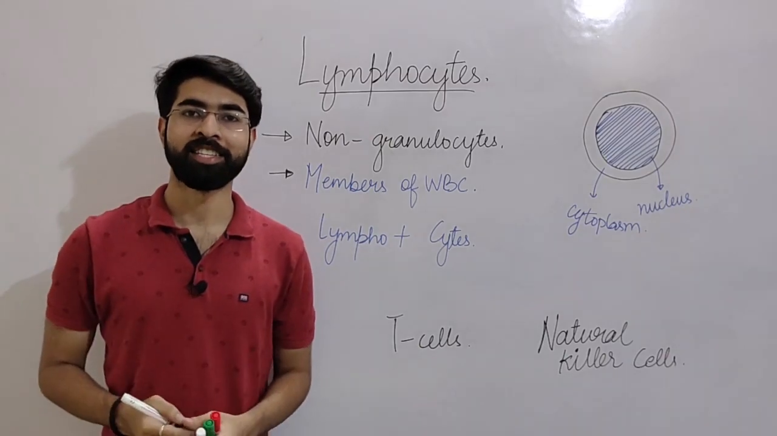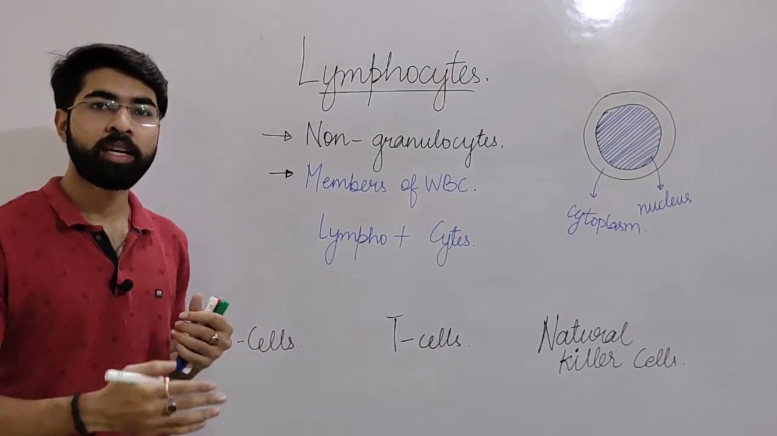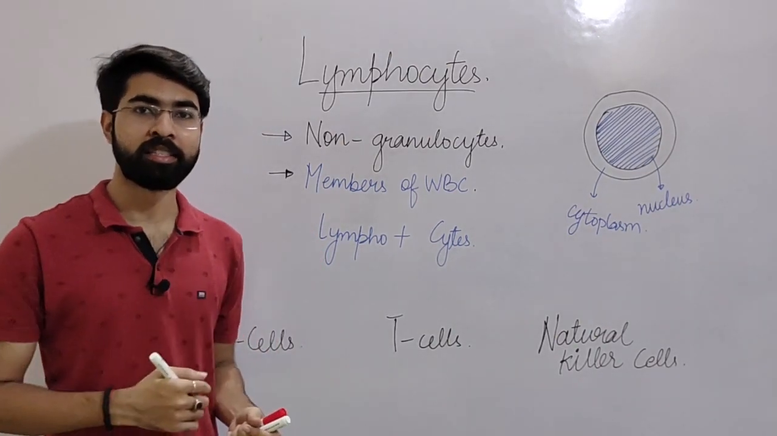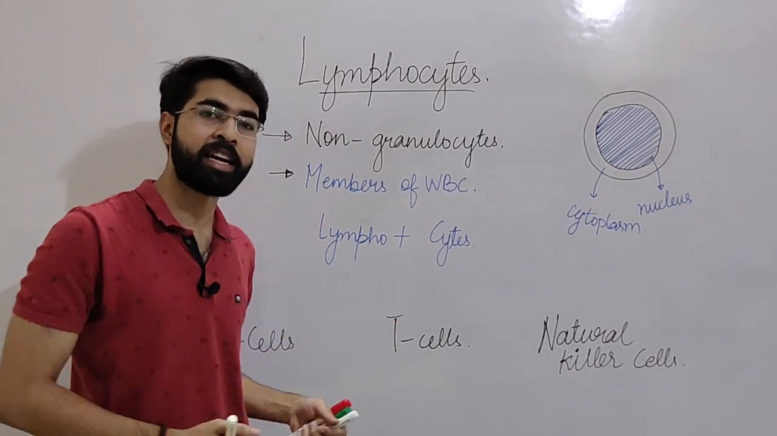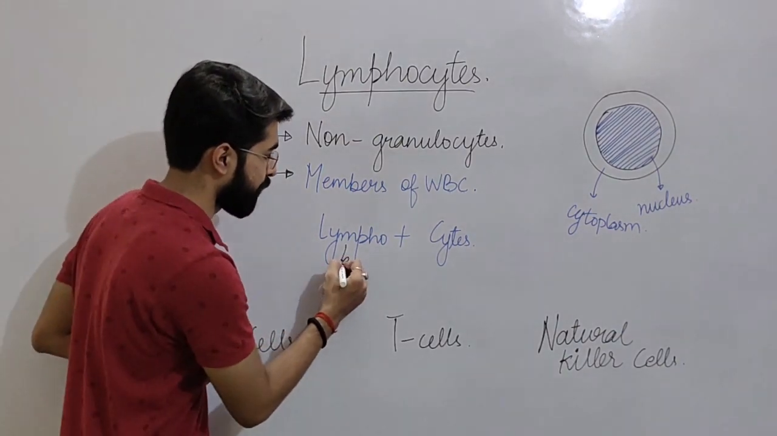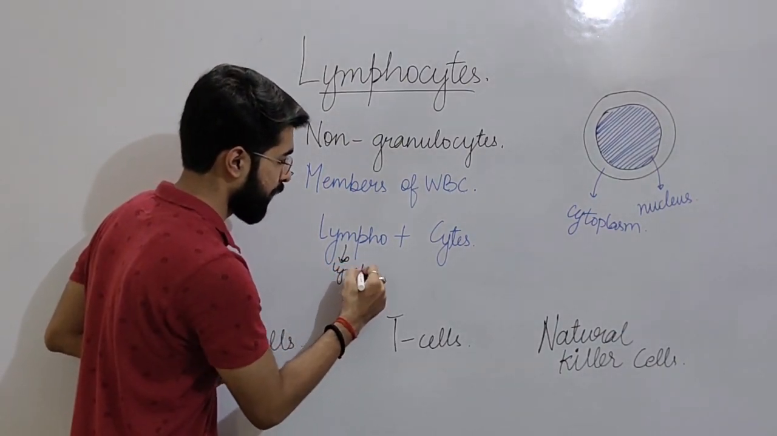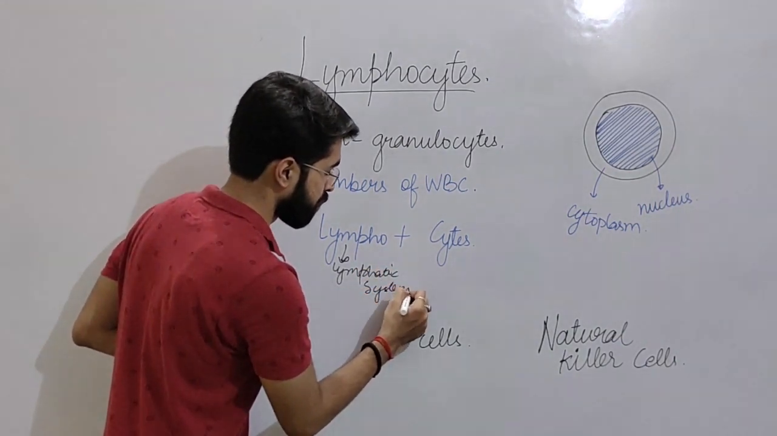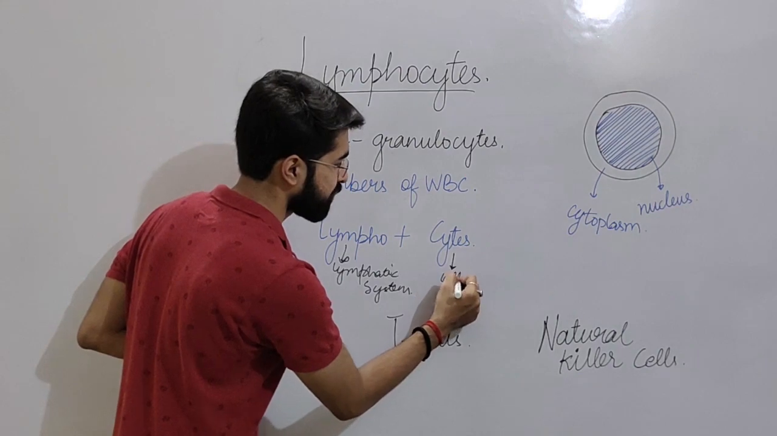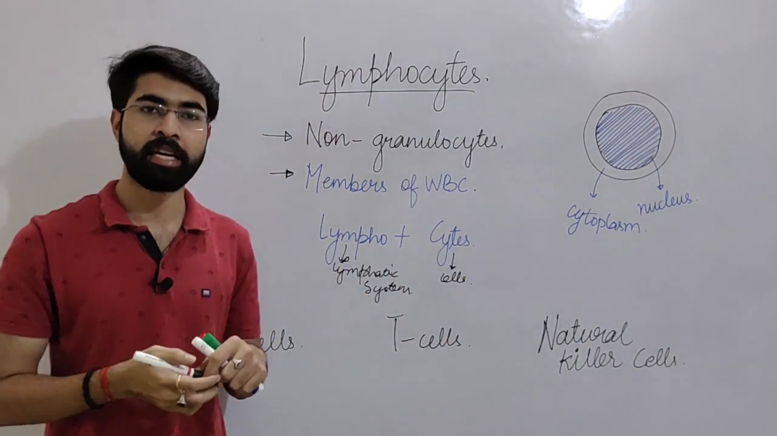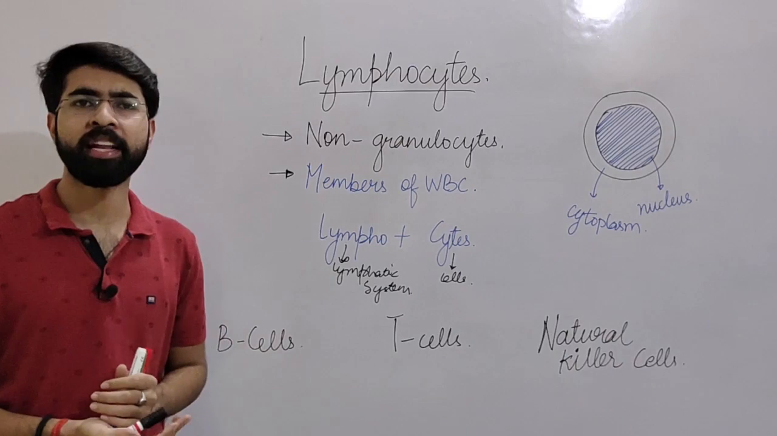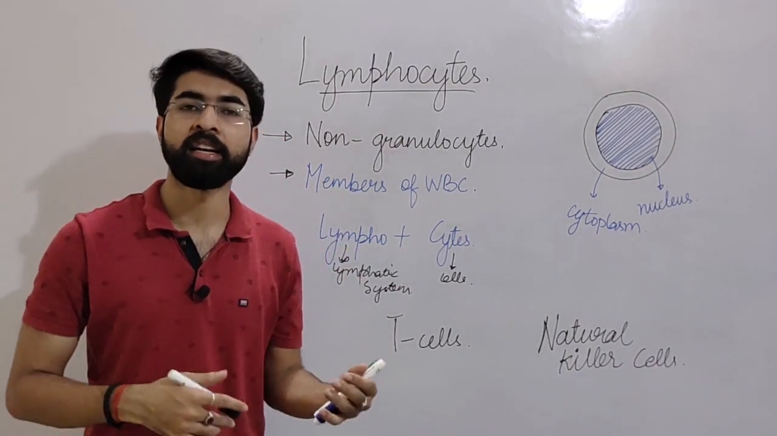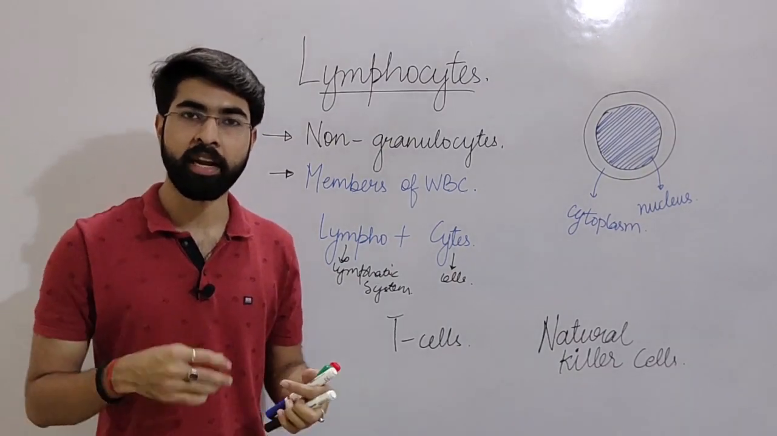Guys, now let us discuss lymphocytes. So what does the word lymphocyte mean? The word lymphocyte is made up of 2 words. First is lympho and the next is cytes. Lympho means lymphatic system and cyte means cells. So the cells of the lymphatic system are known as lymphocytes. They are also present in the blood but mainly found in the lymph nodes. These are non-granulocyte cells, that is, they don't contain granules in them.